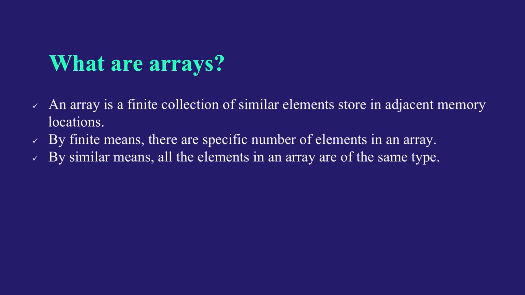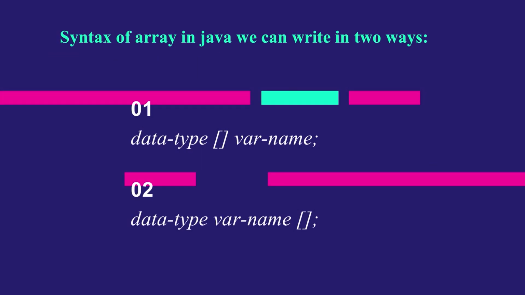So basically an array is an object in Java which contains a similar type of data in contiguous memory locations. Here is the syntax of an array in Java. We can write it in two ways. First, data type, then square bracket, then variable name. Second, data type, variable name, then square bracket. The square bracket is called the subscript operator. Without the subscript operator, we cannot create an array.